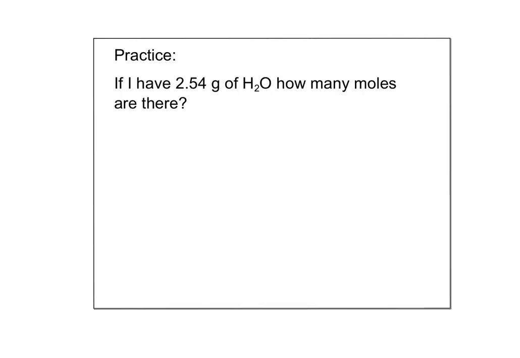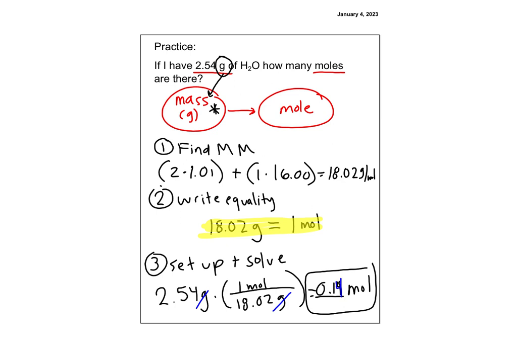All right, here's a practice, just to make sure you can. You can just watch this one. If I have 2.54 grams of H2O, how many moles are there? Here's what I like to do. Here's where my Mole Island comes in handy. I see that they gave me grams, 2.54 grams, so that means I'm starting on Mass Island, and they're asking for how many moles. So I'm going from Mass Island to Mole Island. First thing I need to do is find the molar mass of the chemical H2O.